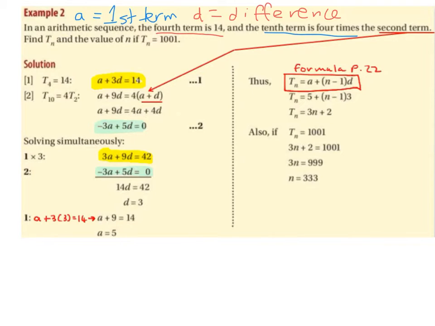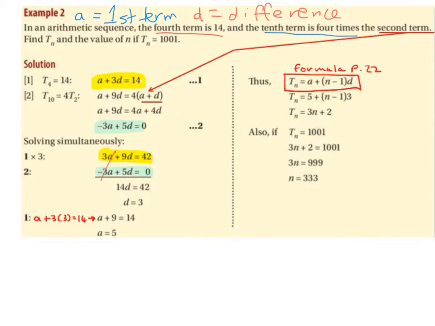Well, if I multiply my top line by 3, I'm going to get 3A plus 9D equals 42. A by 3 is 3A, 3D by 3 is 9D, 14 by 3 is 42. Now I have my A's matching. One is a positive, one is a negative, so I can cancel those out. 9D plus 5D is 14D. 42 plus 0 is 42. And then 42 divided by 14 will give me 3. So now I know the common difference is 3.